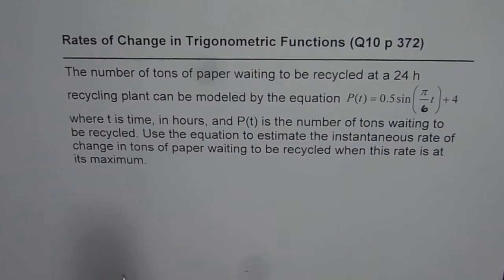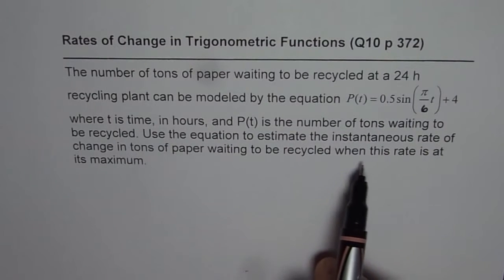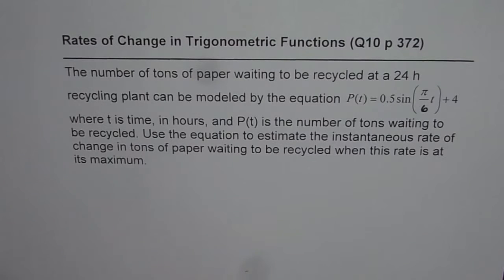The question is: the number of tons of paper waiting to be recycled at a 24-hour recycling plant can be modeled by the equation P(t) = 0.5 sin(π/6 t) + 4, where t is time in hours and P(t) is the number of tons waiting to be recycled. Use the equation to estimate the instantaneous rate of change in tons of paper waiting to be recycled when this rate is at its maximum.